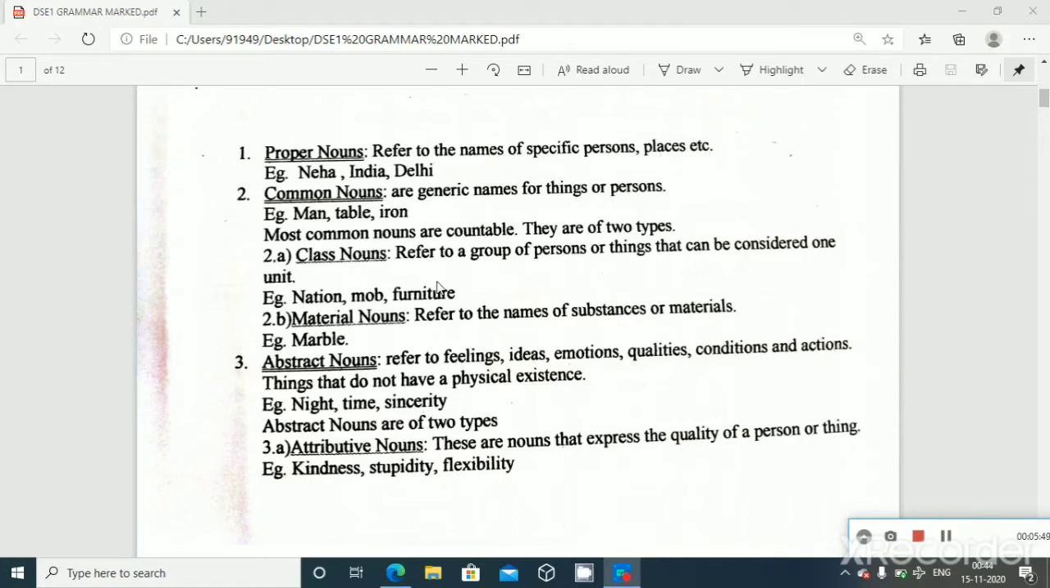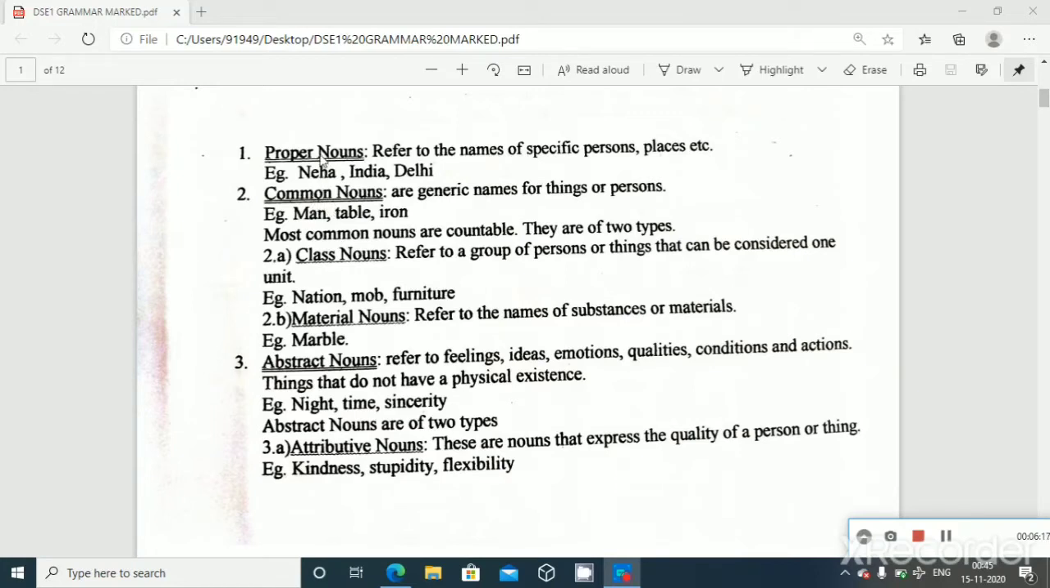Okay, and the second one is about common nouns. Those are generic names for things or persons. Common. We know common as a term itself refers to something very general. So here the examples are given like man, table, iron. Then it is very important to go back to proper nouns when we have a discussion on common nouns.